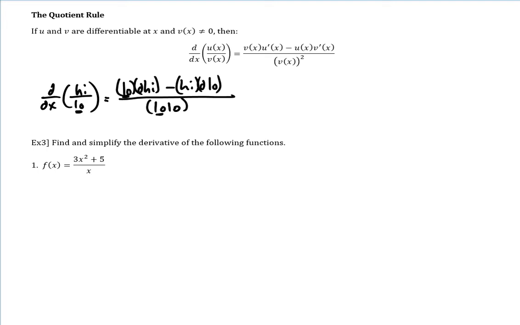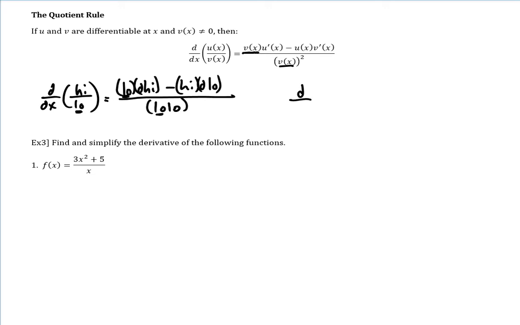So it's always start with low, so low times the derivative of the high minus high times the derivative of the low. It's kind of similar to the product rule where it alternates which one has the derivative, but the minus is important. It has to have this order because subtraction is not commutative, so order is important here. Even if you use these letters, v is first. The bottom one is always first when writing these.